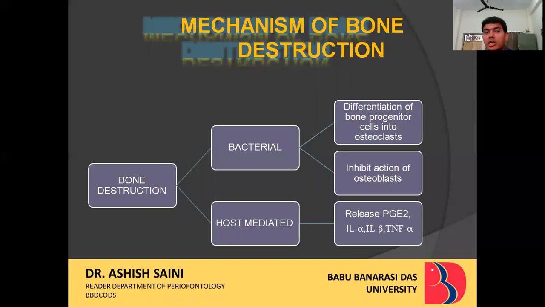Now, bone destruction occurs both due to bacterial and host-mediated reasons. Bacteria cause proliferation and differentiation of cells into osteoclasts, and they also inhibit the activity of osteoblasts. Whereas host-mediated factors cause a release of prostaglandin E2, interleukin alpha, interleukin beta, and tumor necrosis factor alpha.